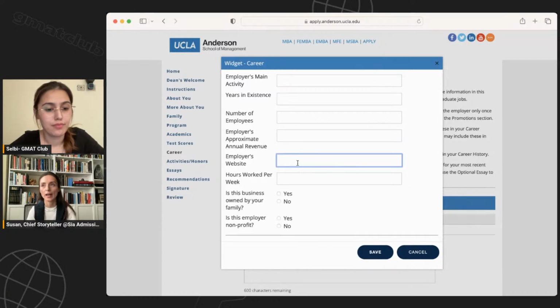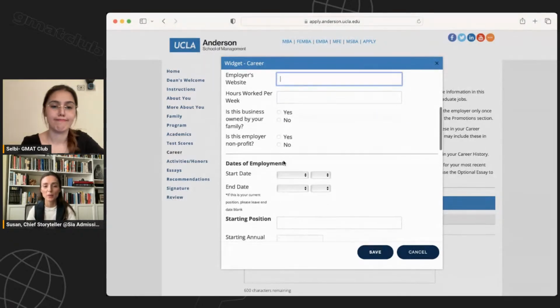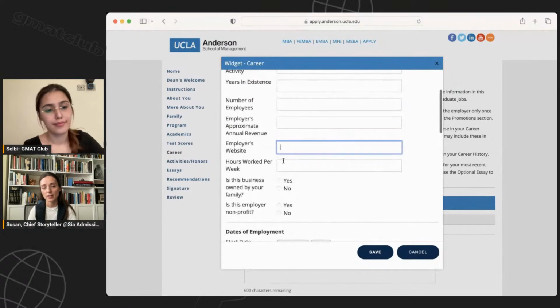Then you're going to have employer's website. So I have worked with candidates from Asia who don't have a website because they use WhatsApp or other ways to connect with their users. If the company doesn't have a website, don't include a website, obviously. I explained that in your optional component, as to why you do not have a website on here.